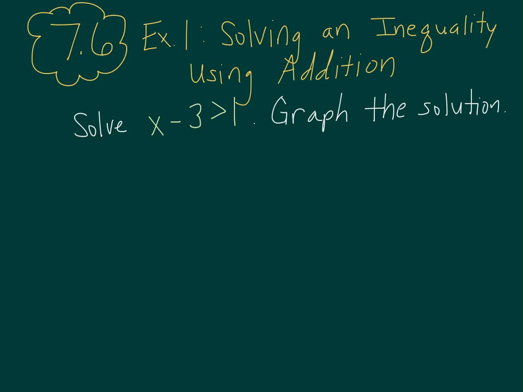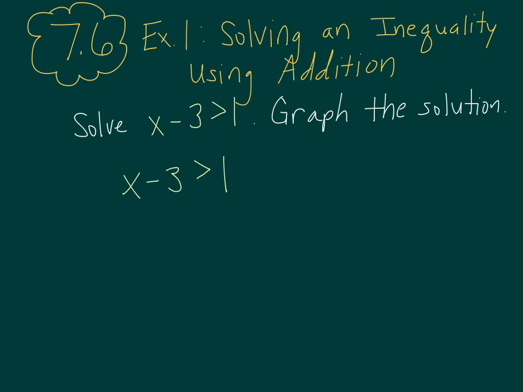For example 1 in 7.6, we're going to be solving an inequality using addition, and they've asked us to solve x minus 3 is greater than 1, and then they want us to graph the solution. So the first thing we're going to do is set this up just like we do our equations, and of course the only difference between this with the two expressions is that they're not completely equal to each other because they have this greater than sign. But during the solving, we can kind of just put that out of our brains and we solve the way we normally do using inverse operations.